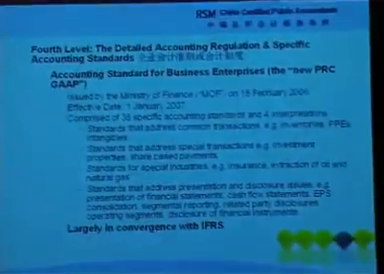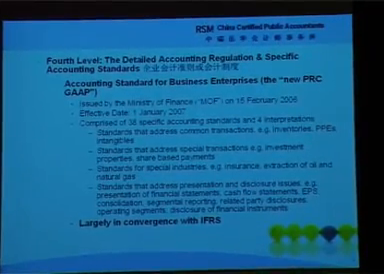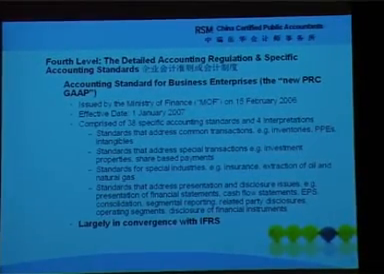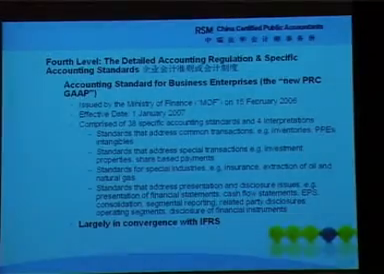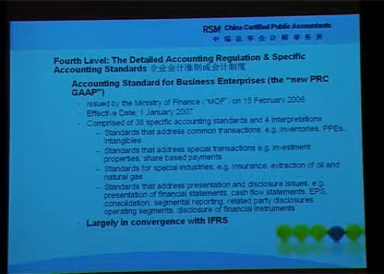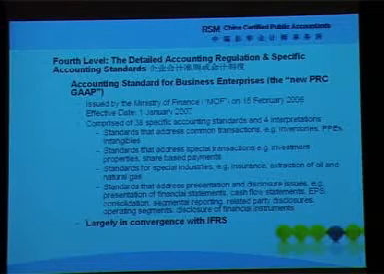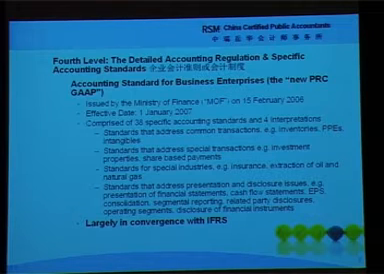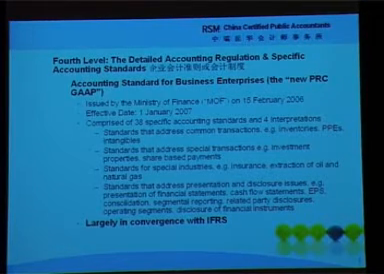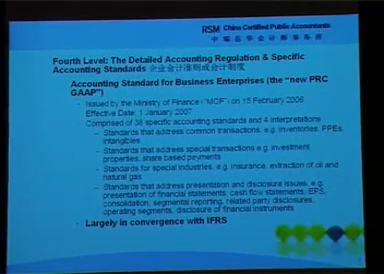Then we will look at the specific standards. The China GAAP has two different sets. Generally, we say the new GAAP or the old GAAP. One entity at one time should only adopt one set of accounting standards. The new GAAP was issued by the MOF on February 15th, 2006, and the effective date is January 1st, 2007. It comprises 38 specific accounting standards and 4 interpretations.